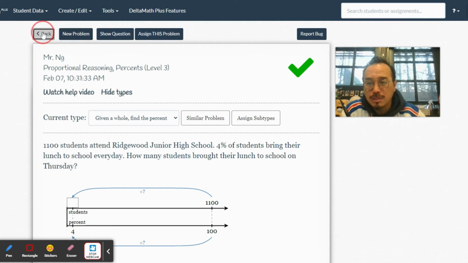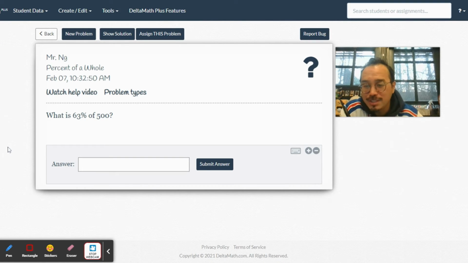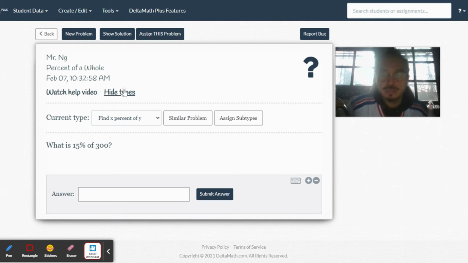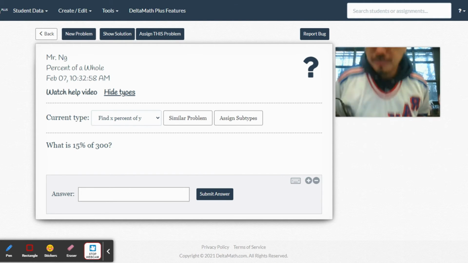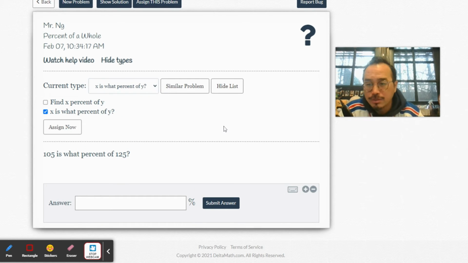Let's do another type of question. Now that's type A, right? So let's see what this is then. What is 63% of, wait, what? Oh, percent of a whole thing. Find X percent of Y. Wait a minute. Hold on. Look at this question. Looks a little weird, I know, because I'm assigning homework and trying to solve this at the same time.